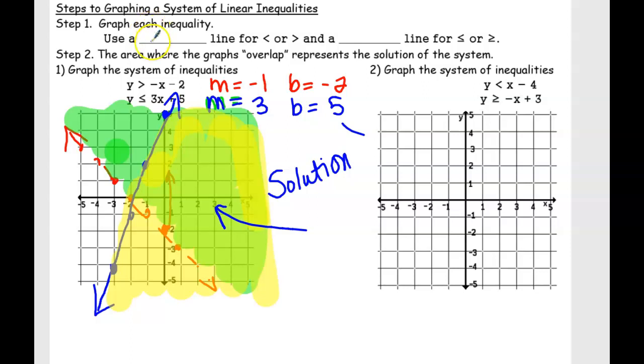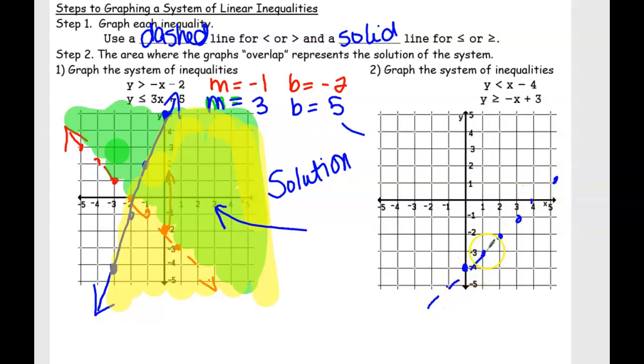Now remember, we use the dashed line for less than or greater than, and we use a solid line for less than or equal to, or greater than or equal to. All right, so if you want, you can try number 2, but I'm going to go ahead and do this one. My y-intercept is at -4. My slope is a +1. So that's going to be a dashed.